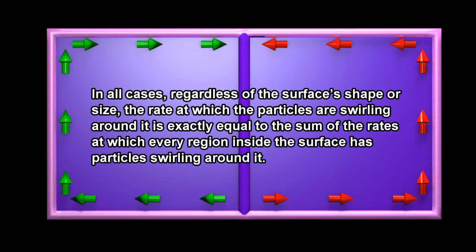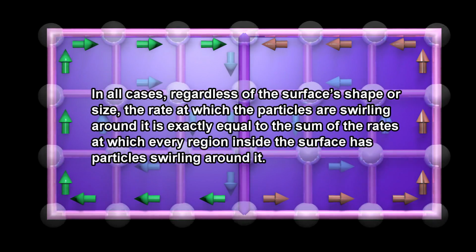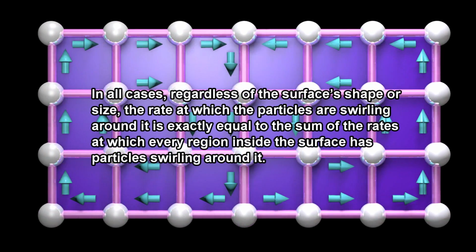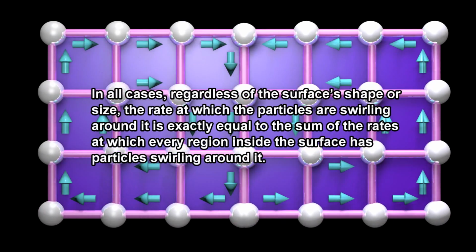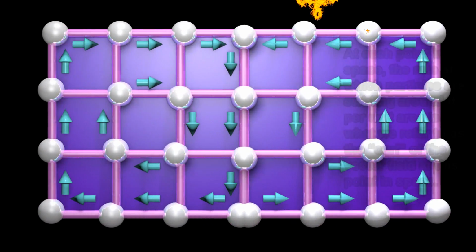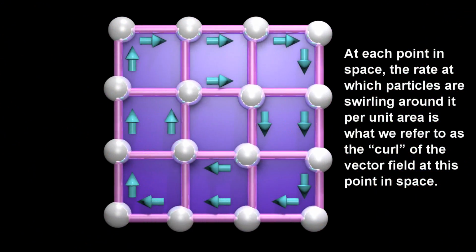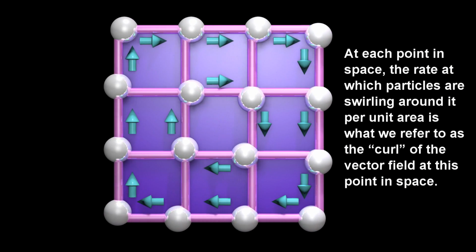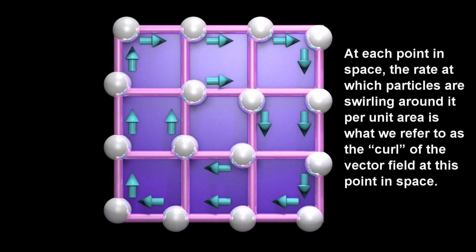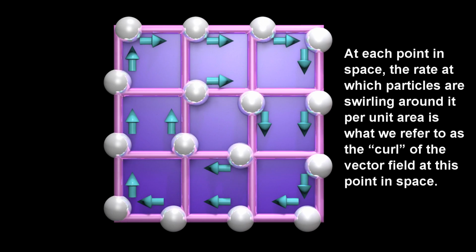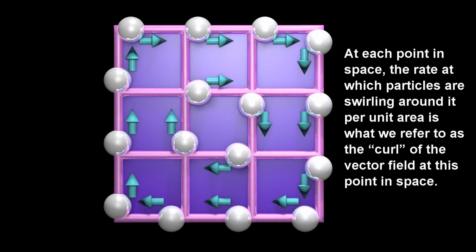In all cases, regardless of the surface's shape or size, the rate at which the particles are swirling around it is exactly equal to the sum of the rates at which every region inside the surface has particles swirling around it. At each point in space, the rate at which particles are swirling around it per unit area is what we refer to as the curl of the vector field at this point in space.